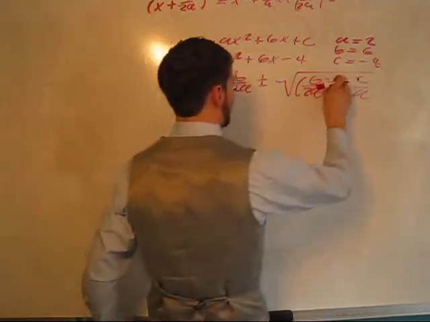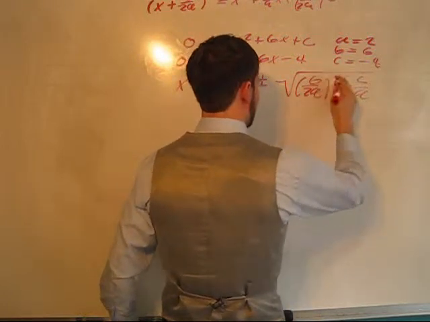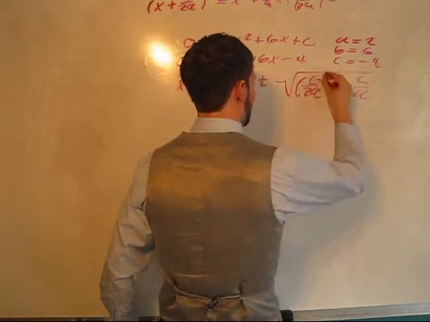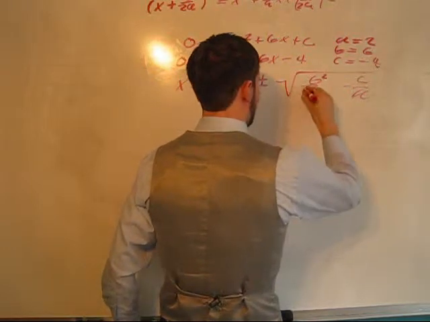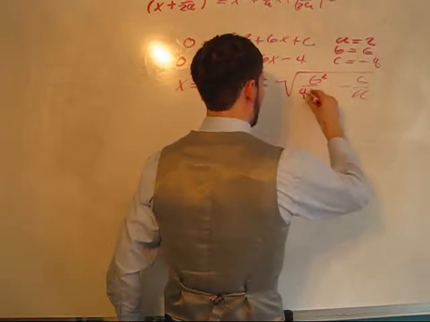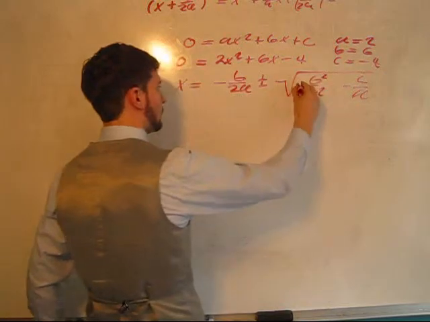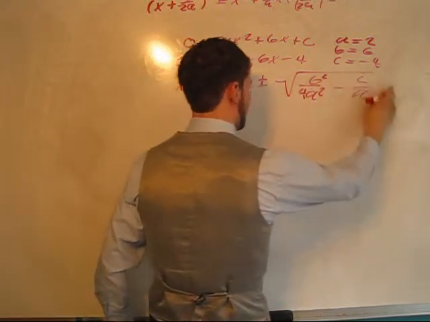But before we do that, let's just distribute the square in here. So if I distribute the square, this produces a b squared. And squaring a 2 yields 4. And squaring the a yields a squared. And so this is b squared over 4a squared, and that's minus c over a.